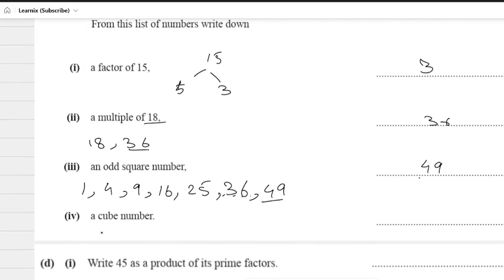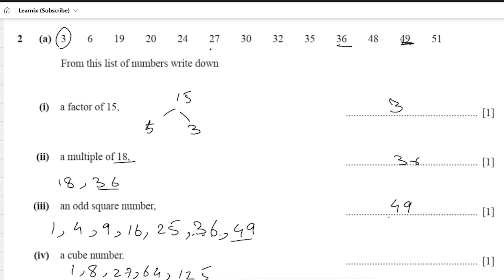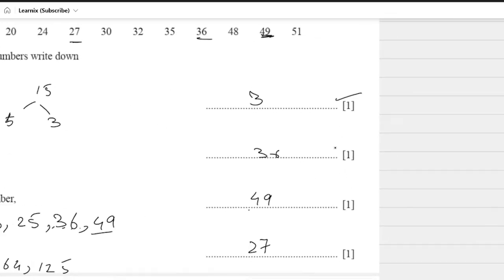Next, a cube number. We know that cube numbers are 1, 2 to the power of 3 would be 8, 3 to the power of 3 would be 27, 4 to the power of 3 would be 64, and 5 to the power of 3 would be 125. All right, now let's try to find one of these. Yep, we have 27, and that's an easy 4 marks right there.